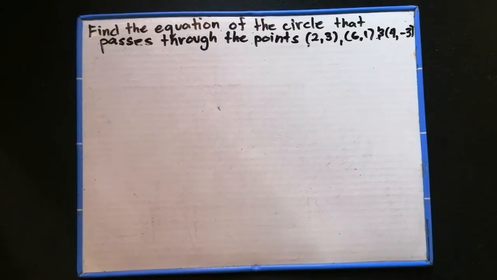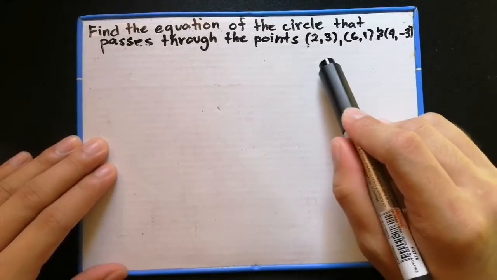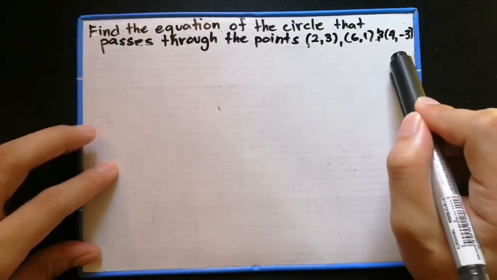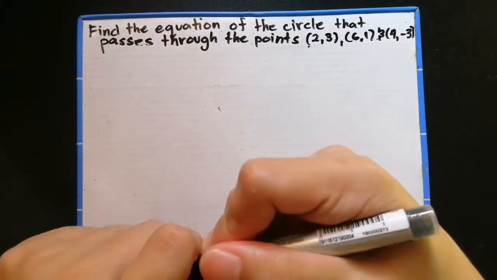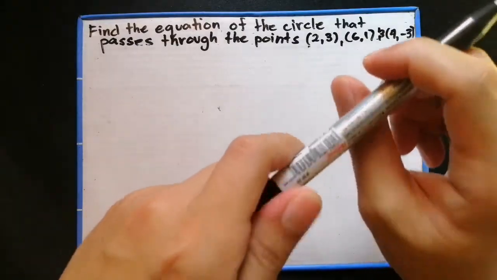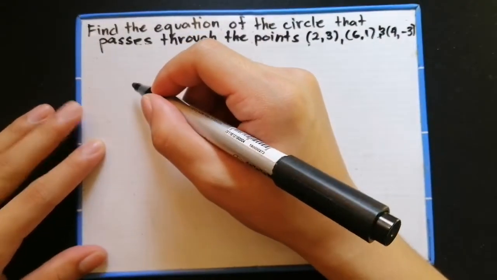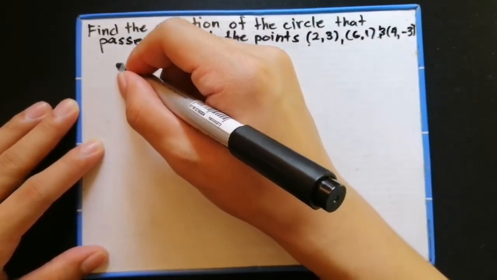So, it's our part 3 of the video and it talks about circles. In this video, we will talk about how to find the equation of the circle determined by 3 points. We have here the problem: find the equation of the circle that passes through the points (2, 3), (6, 1), and (4, -3). So, these 3 points are points on the circle, or points along the circumference of the circle.